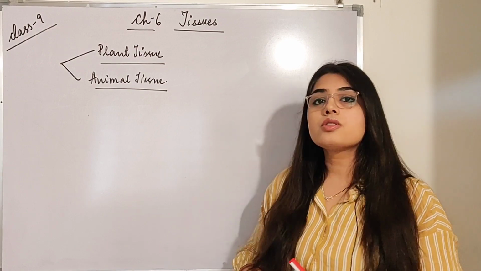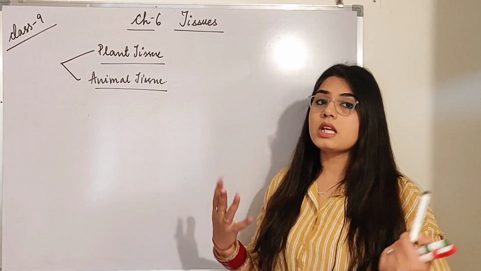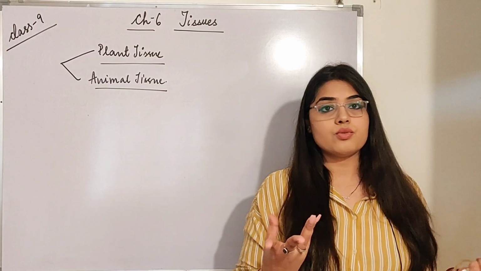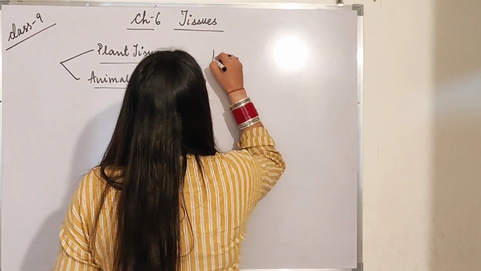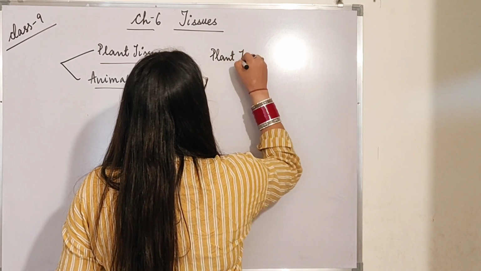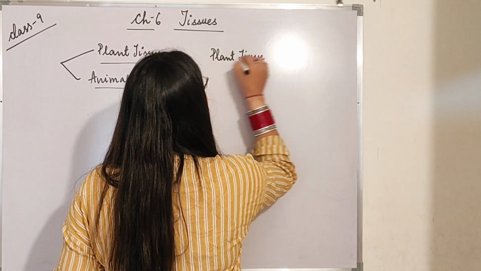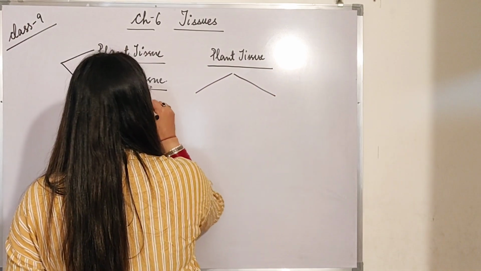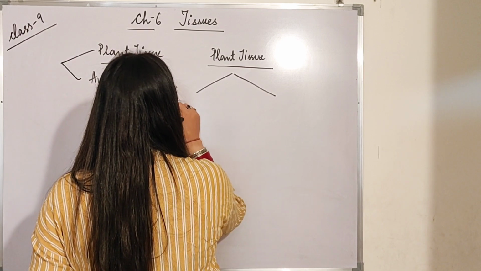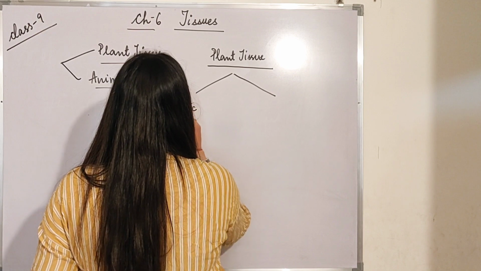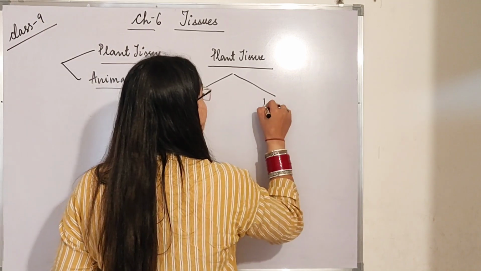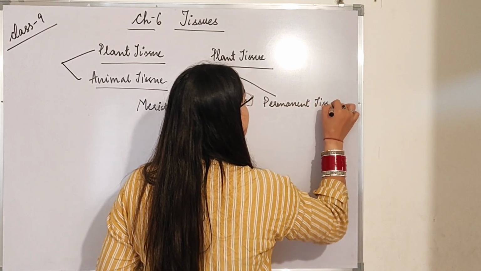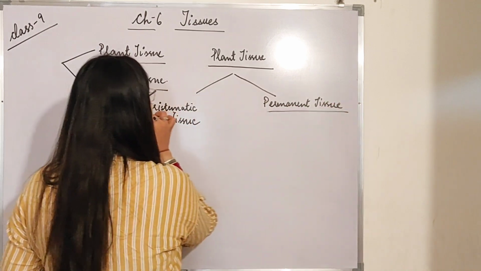In this video I'll just be giving you a flow chart in which you will be studying the basics about this chapter, that is, what we'll be studying in the plant and the animal tissues. So first let us start with the plant tissues. Plant tissues are again subdivided into two parts. First one is the meristematic tissue, and the second one is the permanent tissue.